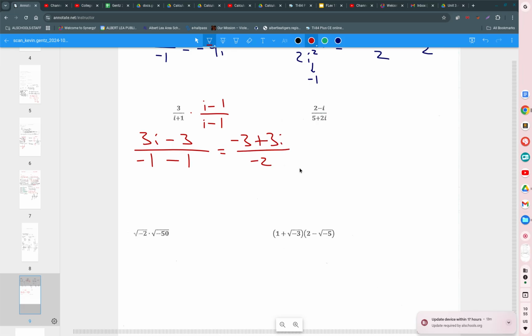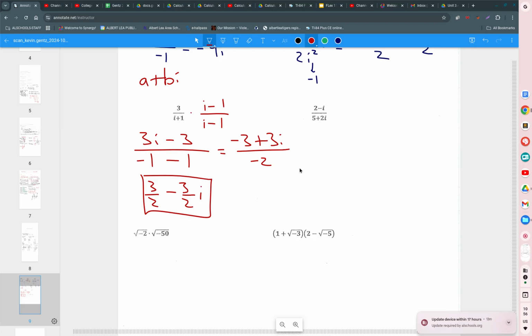So I just wrote the 3 first and the 3i second. You can leave it like that. I'll give you credit on the test. But to truly put it in the form of a plus bi, it should really be written as 3 over 2 minus 3 over 2i. Technically, that's the form that they are looking for in the book and ACT and things like that, but I'd accept that if you had it.